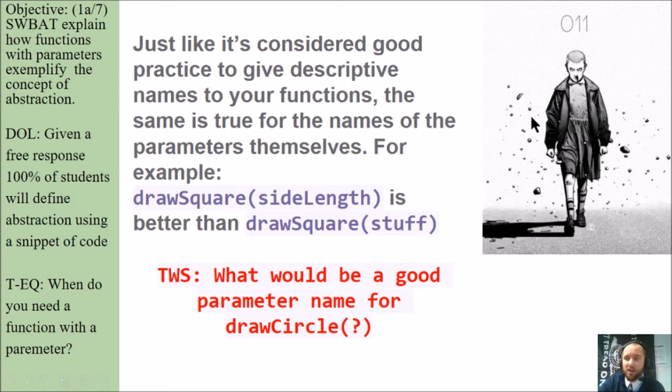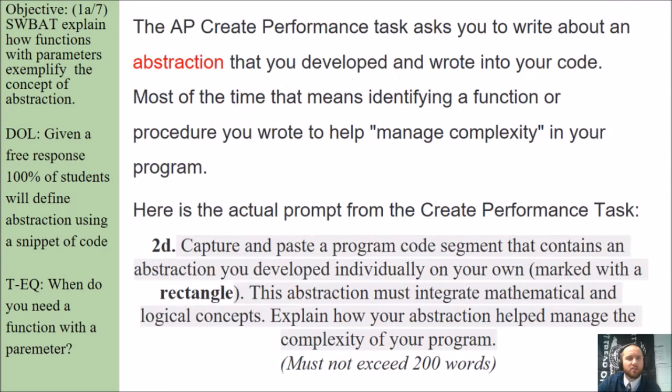So I hope your brain's not hurting too much by now. If your nose isn't bleeding yet, what we're going to do is take the beginning part of this lesson, the things I just explained to you, and put them in the format that the College Board is looking for. So here it says that the AP Create Performance Task asks you to write about an abstraction that you developed and wrote into your code. Most of the time that means identifying a function or a procedure you wrote to help manage complexity in your program. Here's the actual prompt from the Create Performance Task, so you'll be reading this when you go to take the test.